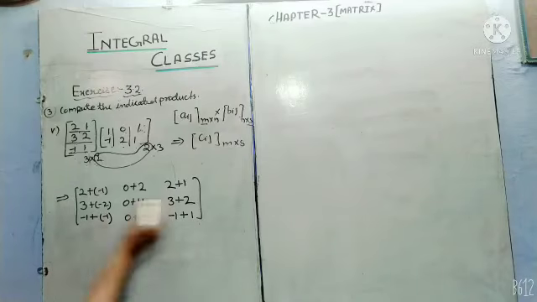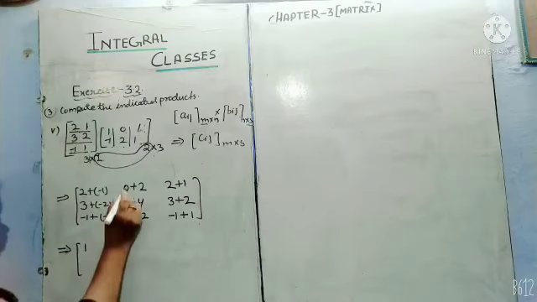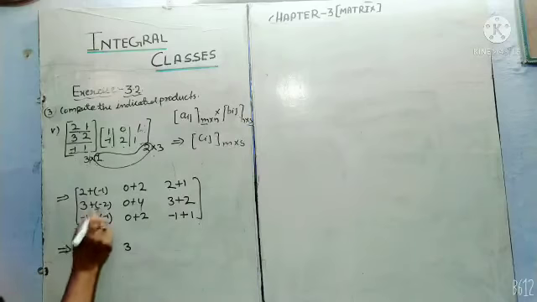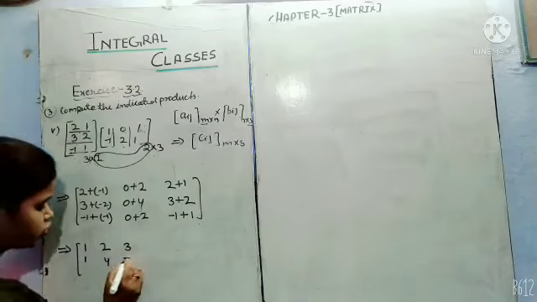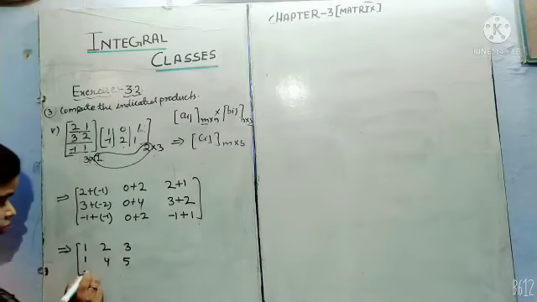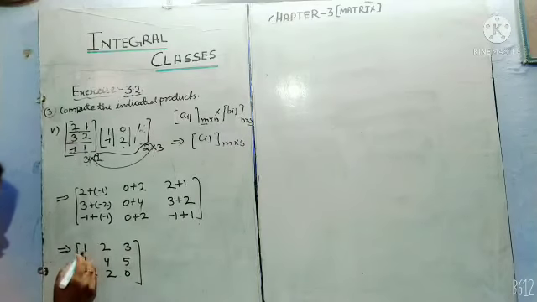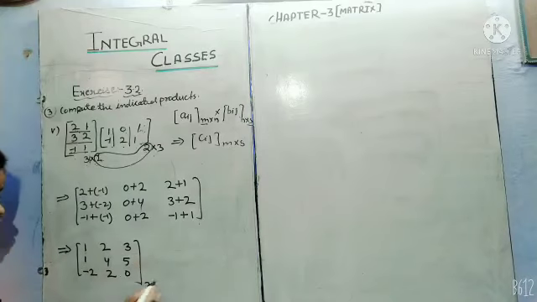Now we will solve them. Each element: 2 minus 1 is 1, 0 plus 2 is 2, 2 plus 1 is 3, 3 minus 2 is 1, 0 plus 4 is 4, 3 plus 2 is 5, and minus 1, minus 2, 2 and 0. Student, how many rows are here? 1, 2, 3. And how many columns? 1, 2, 3. So now student, the resultant matrix has 3 cross 3 order. It is the answer of this question.